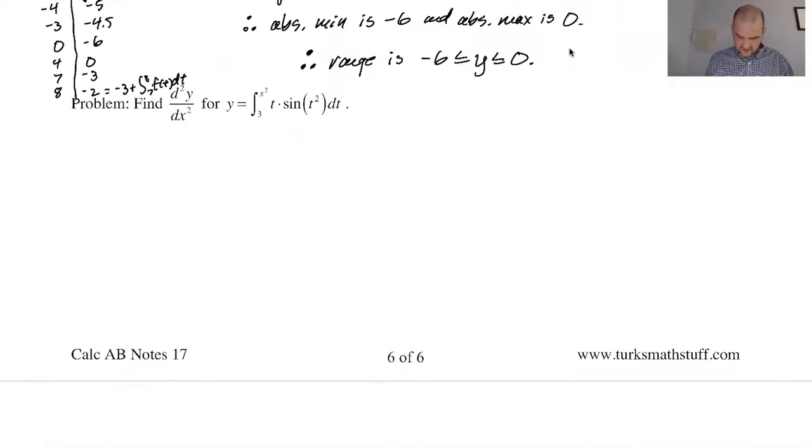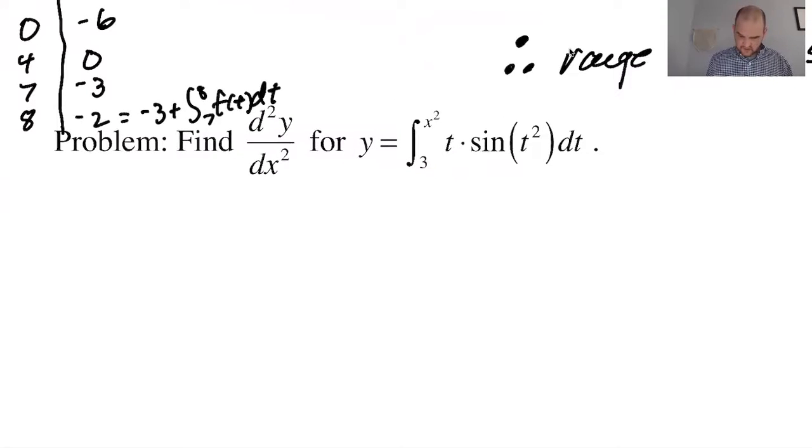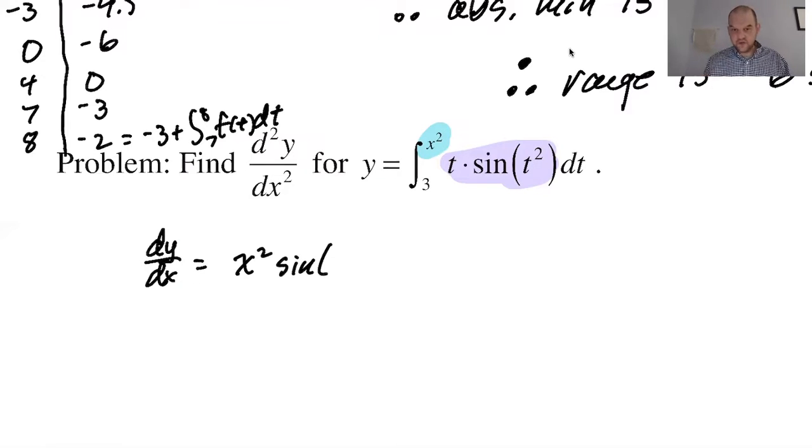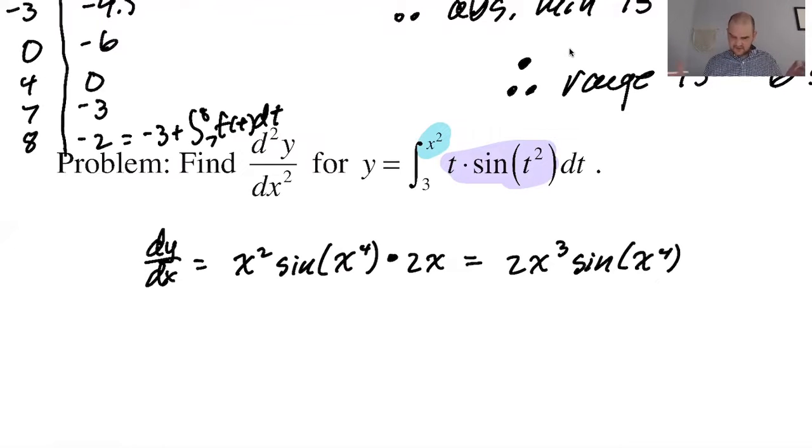All right, let's do this last problem and see how it goes. So we want to find the second derivative, so that's great. First we have to find the first derivative, dy dx. Here's our integrand. We're going to sub into that the upper bound. So it's going to be the upper x squared, sine of x squared squared, so x to the 4th, times the derivative of x squared by the chain rule, 2x. So this will be 2x cubed sine of x to the 4th.